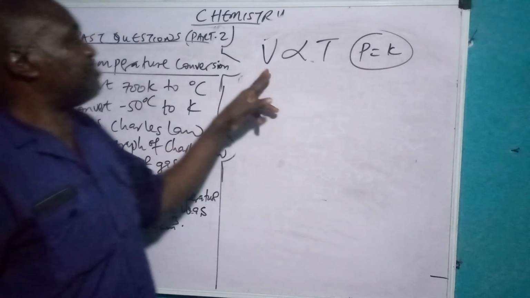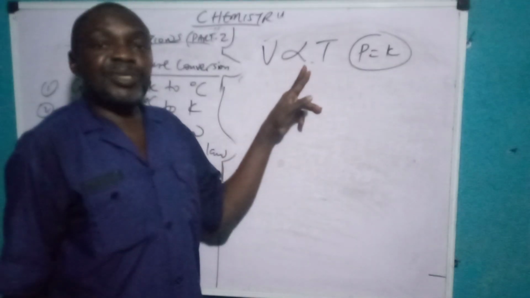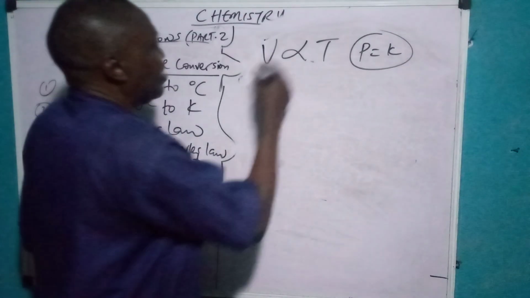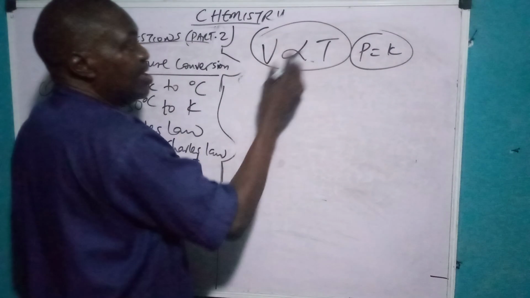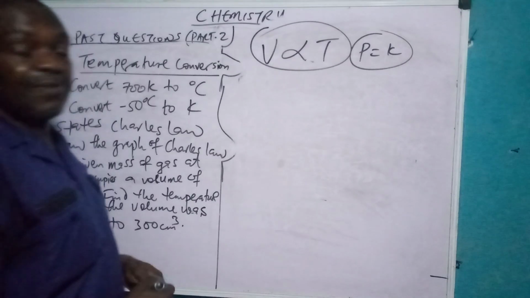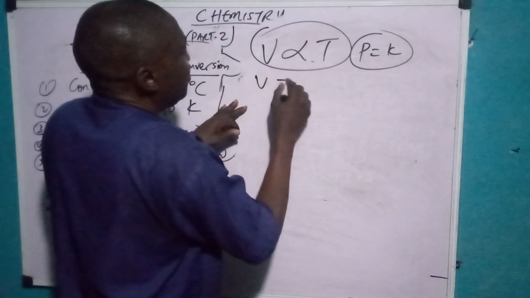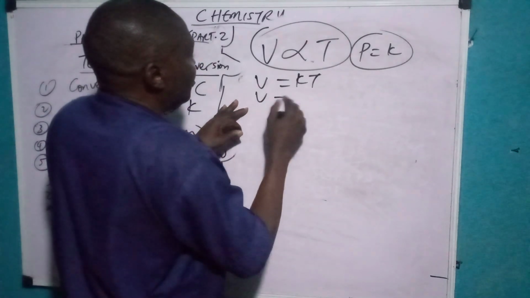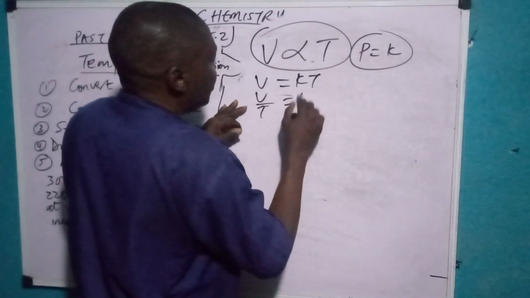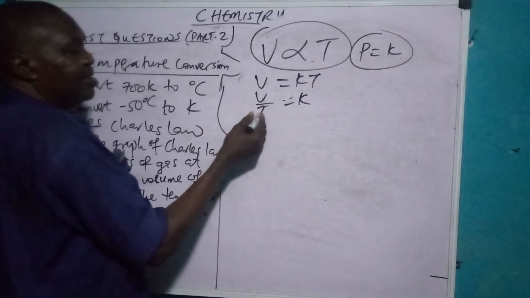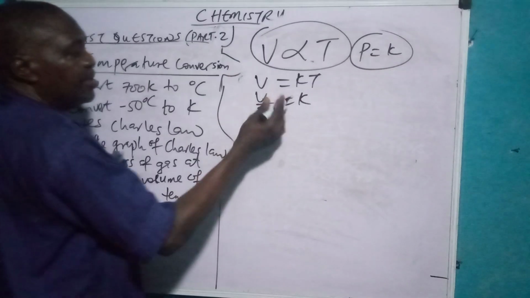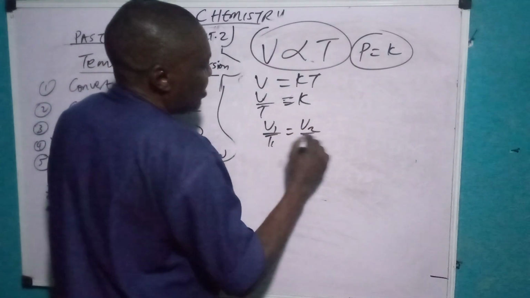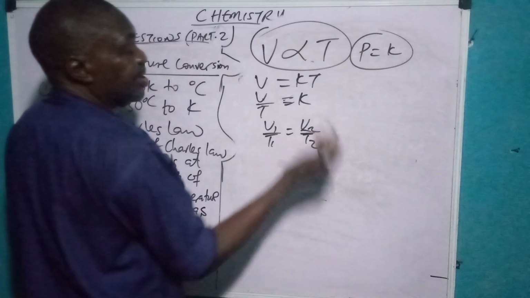Charles' law states that the volume of a fixed mass of gas is directly proportional to its absolute temperature if pressure is kept constant. This is what the law says. When you want to express it in the form of an equation, you can say V equals KT, where K is the proportionality constant. V over T equals K. So if you have initial volume and initial temperature, you can have V1 over T1, V2 over T2, because each of them will always equal K.